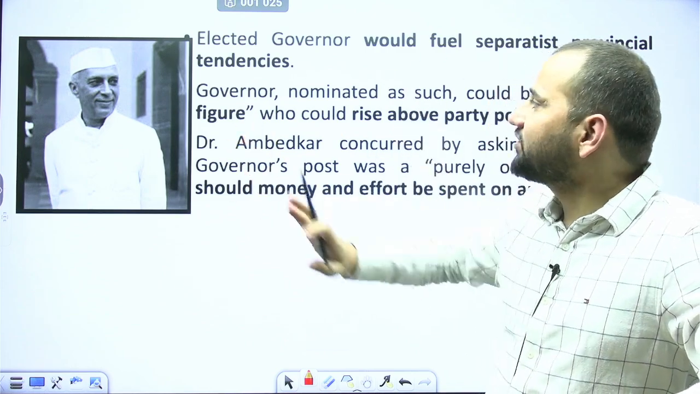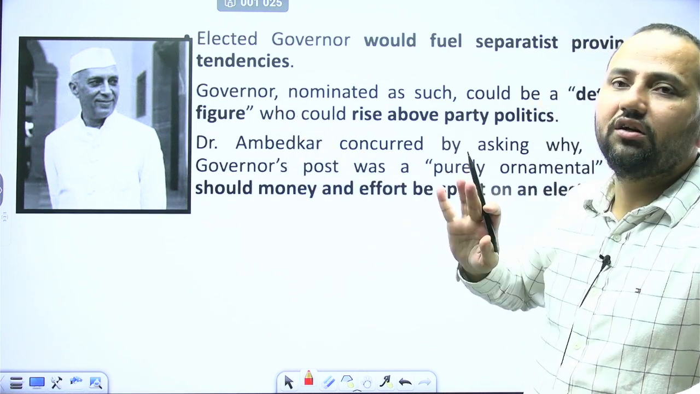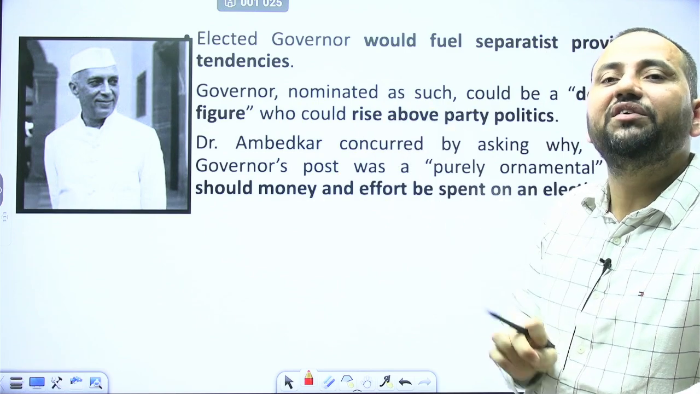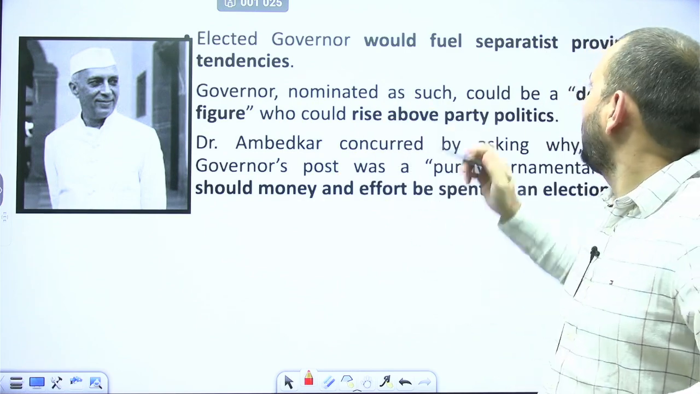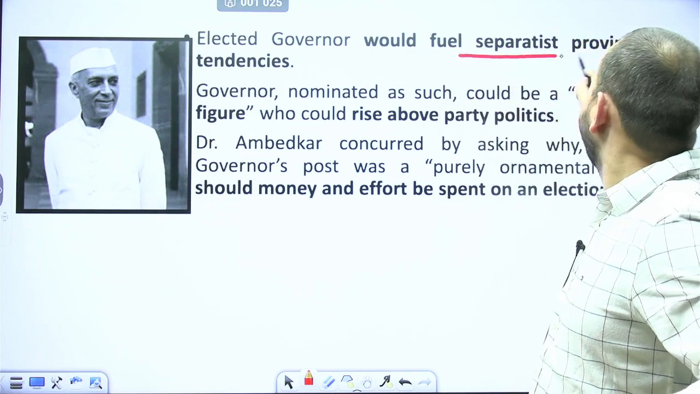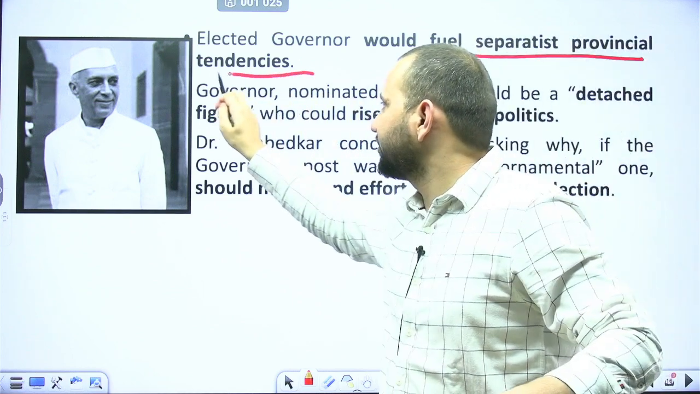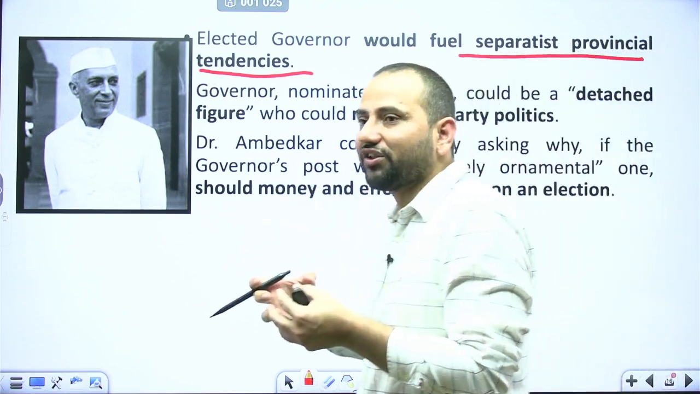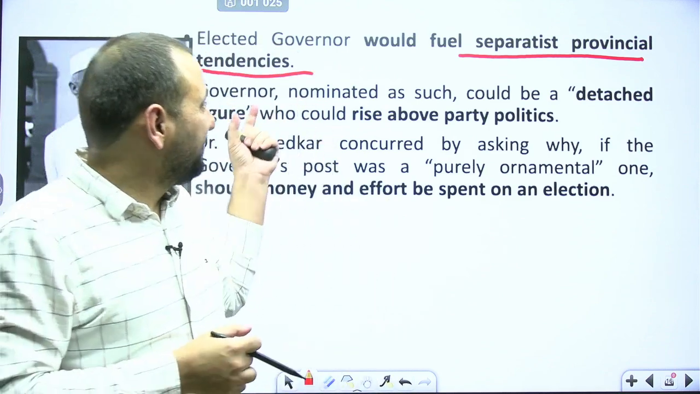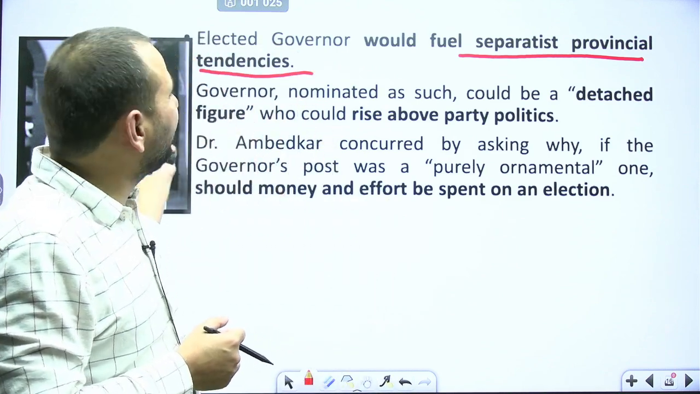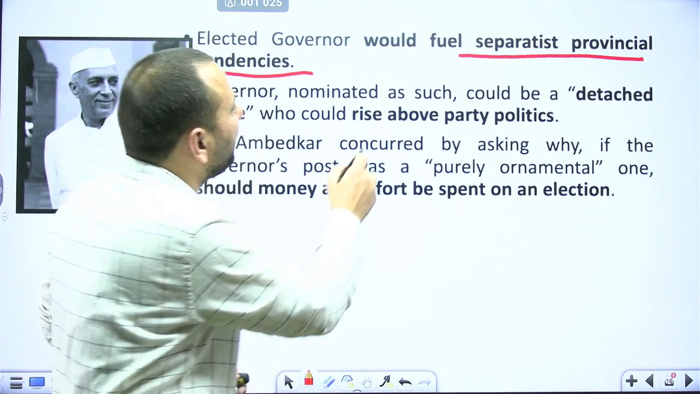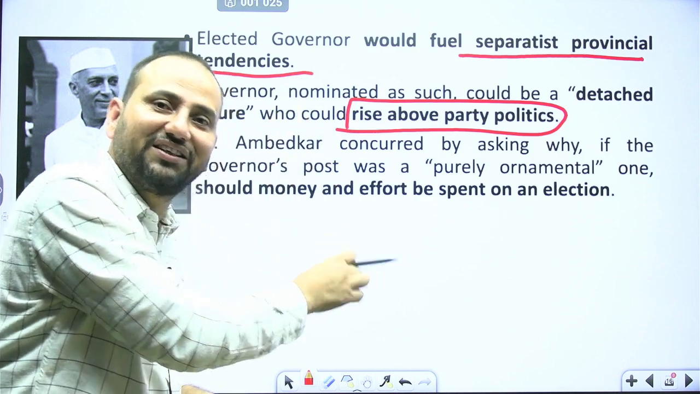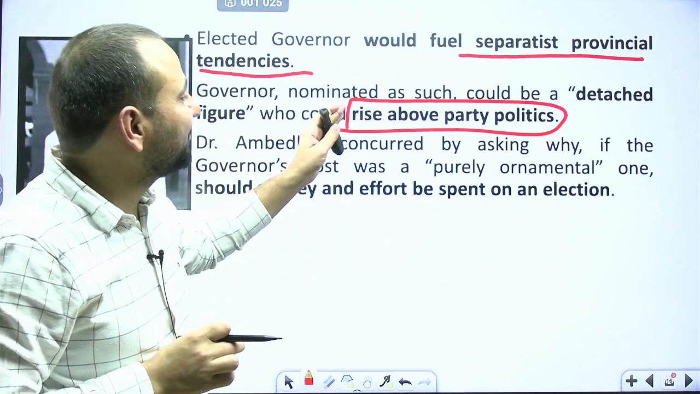If you talk about this dimension, Jawaharlal Nehru was very clear that there is no need of having an elected governor, because if we come up with the structure of an elected governor, it will automatically bring separatist provincial tendencies. If the governors are elected, then it will not promote the unity of the nation. And Ambedkar specified that whoever becomes a governor, that person should be above party politics. You will see that various committees which have suggested this structure have also raised this very issue.